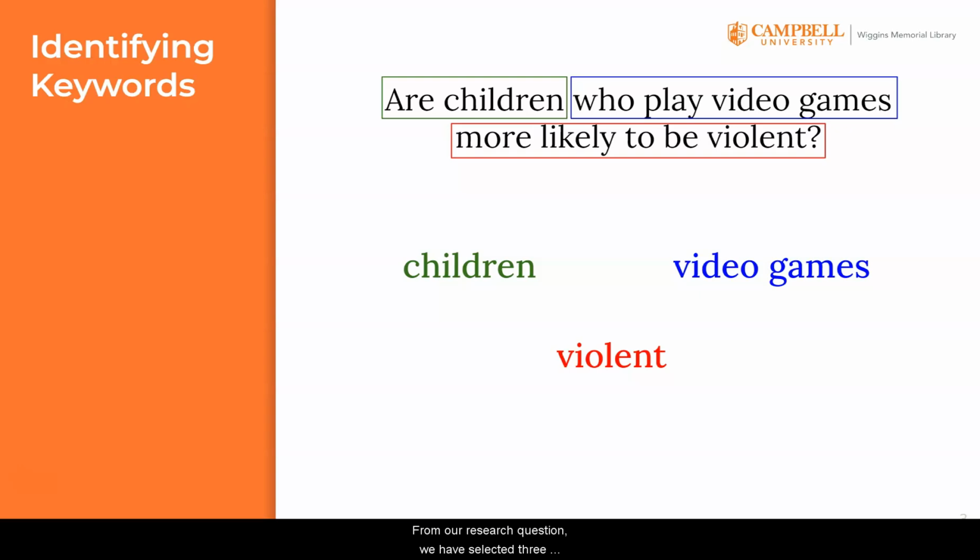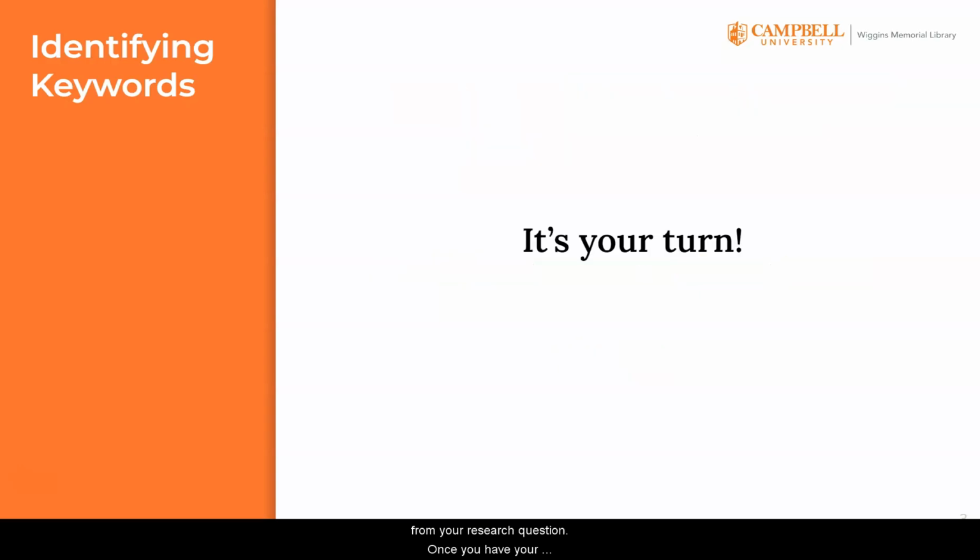From our research question, we have selected 3 keywords: children, video games, and violent. Take the time now to try to identify your own keywords from your research question. Once you have your keywords, you'll be able to broaden your search by also finding synonyms for those words. You can find the video on finding synonyms for your keywords in our video tutorial library.